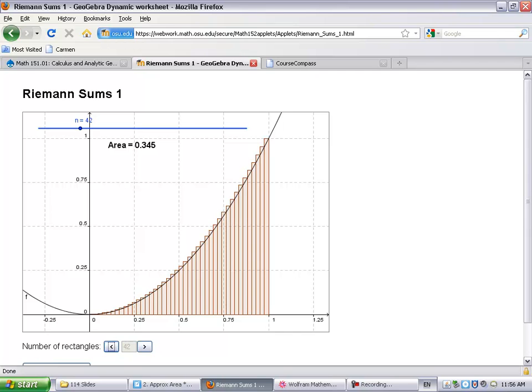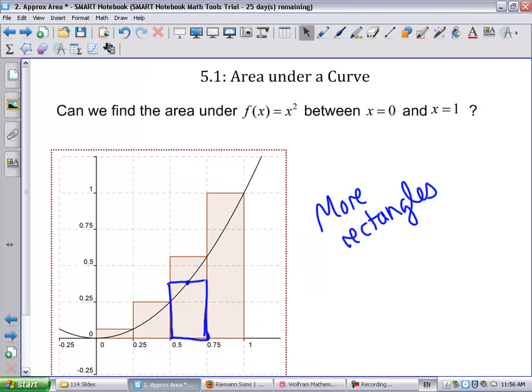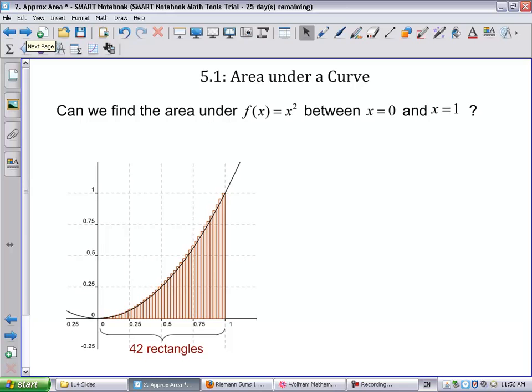So here's 42 rectangles. That's my next slide. It says try this again with 42 rectangles. My goodness, that's a lot of rectangles. And at this point, if somebody says to do this with 42 rectangles, you probably want to look for a pattern. Or you're going to get your calculator out and you're going to be doing a lot of adding. So what's the pattern?